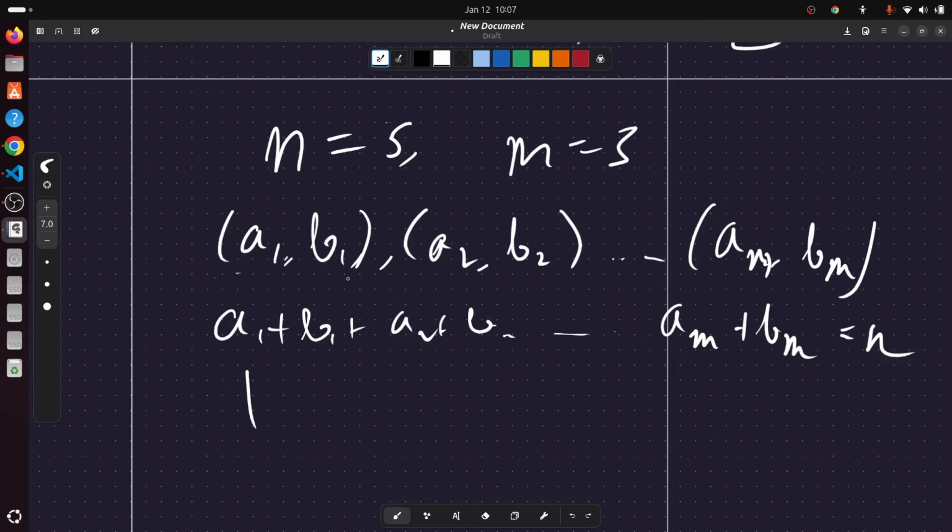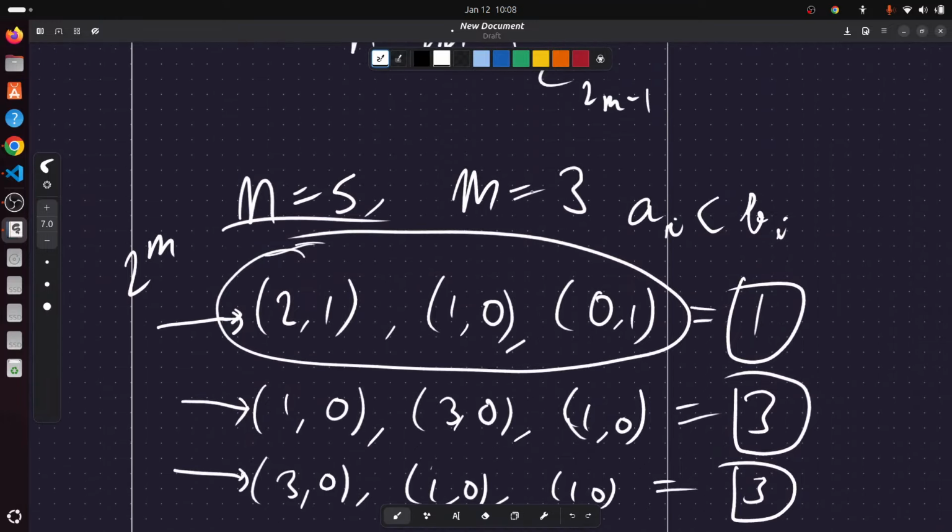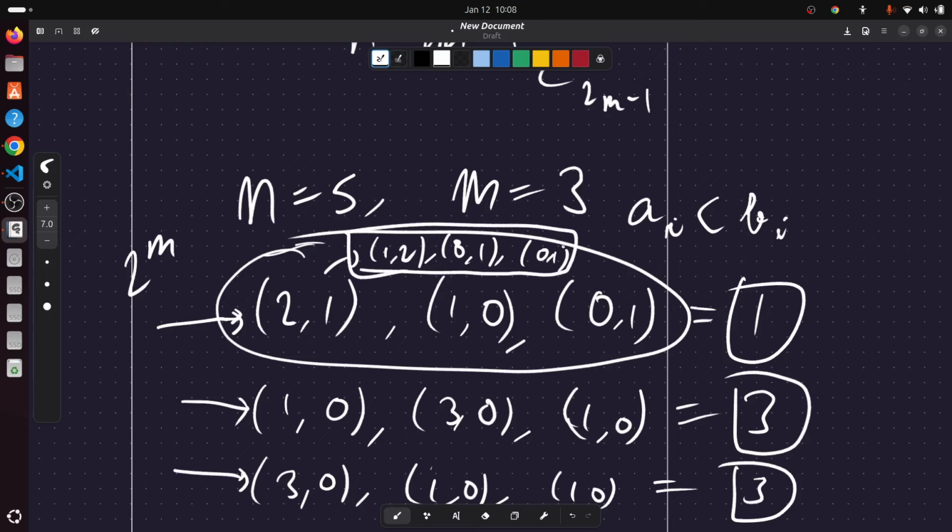So in the actual problem I have to iterate over all the different possibilities of AI BI, but what I am saying is, let me just iterate over all the possibilities where AI is less than BI. For n equal to 5 and m equal to 3, this won't be a valid possibility, but corresponding to this I will have a possibility of 1 comma 2, 0 comma 1 and 0 comma 1. I will count the answer to it as 1, and multiply it by 2 to the power 3, because there are a total of 2 to the power 3 ways that I can derive from this.